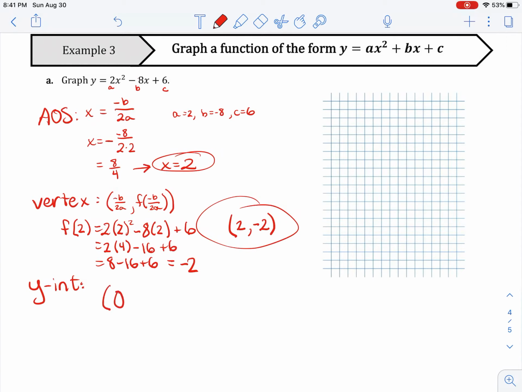And then the y-intercept, our easiest part, is just 0 comma c. So our y-intercept is 0 comma 6. All right, so we have 3 key pieces of information, and we're going to use those to graph with no table.